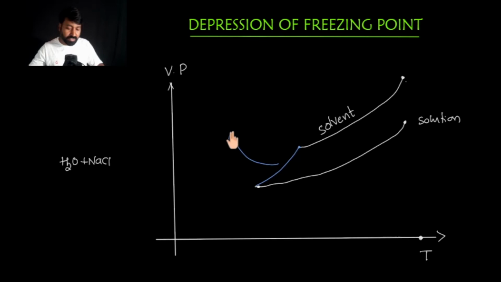This line indicates the frozen liquid, or frozen solvent. Let me write here, frozen solvent. Ultimately, from here to here, the solvent is in the solid state. Most of the time, solids have very low vapor pressure. I always teach students that the vapor pressure of all solids is zero if it is not operating at room temperature. So here we have the solution and the solvent, and the solvent freezes and reaches a point.